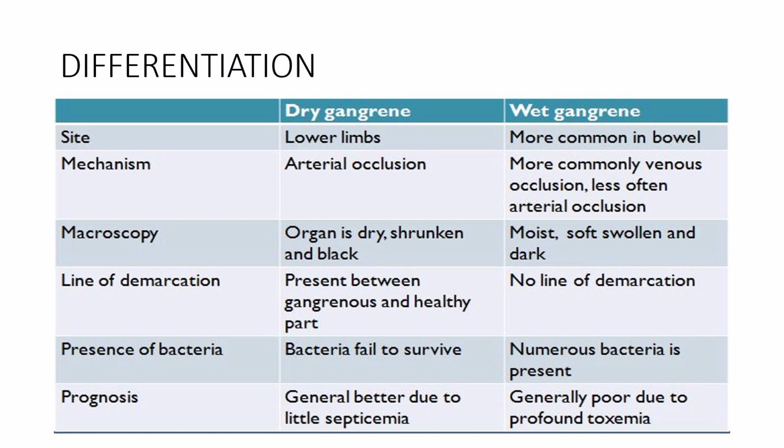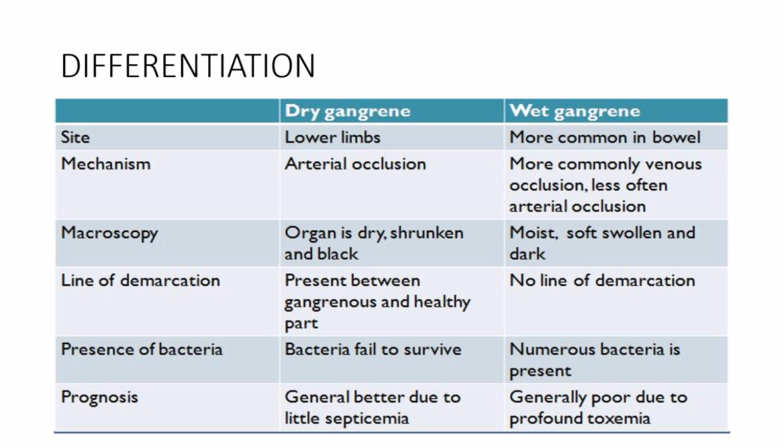In microscopy, what we see is that dry gangrene is found dry, shrunken, and black in color. It looks like mummified skin. And wet gangrene is moist, soft, swollen, and dark. You'll also see edematous, putrefied discoloration due to hydrogen sulfide gas in it. There is a line of demarcation in dry gangrene between the gangrenous and the healthy part, while in wet gangrene you'll see no line of demarcation.